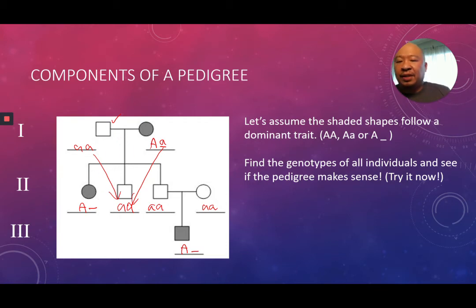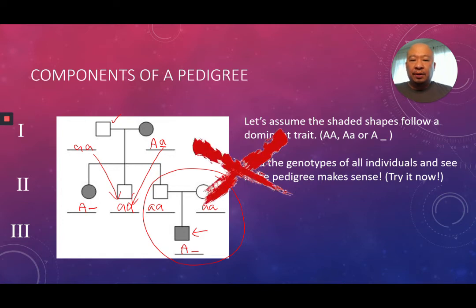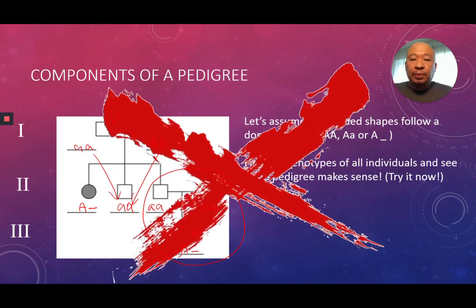So now you look at the second family here. Okay? These two individuals are shown as recessive. But look at the child. The child is dominant. How could that be possible? None of the parents actually have a dominant gene. Okay? So if the parents didn't have a dominant gene and the child has a dominant gene, there must be a mistake somewhere. Okay? This is probably not the right assumption.